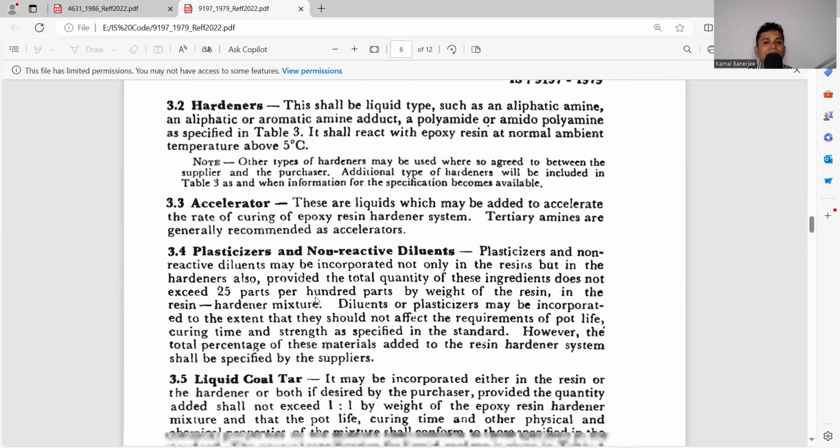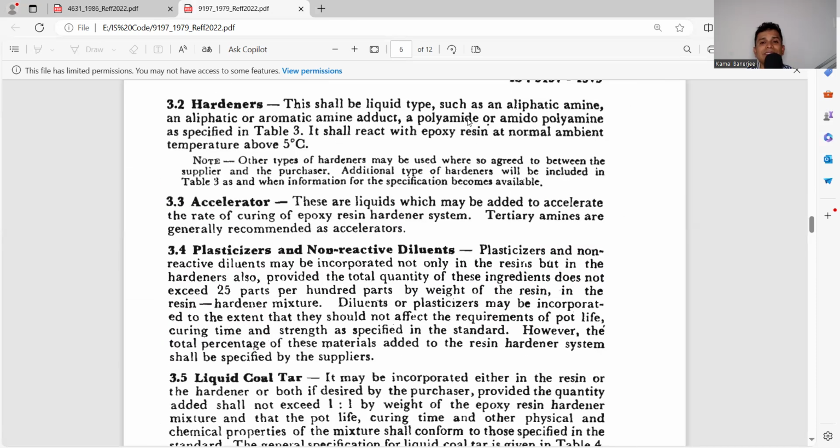The next is hardeners. This shall be liquid type such as an aliphatic amine, or an aliphatic or aromatic amine adduct, a polyamide or amido polyamine, as specified in table 3. It shall react with epoxy resin at normal ambient temperature above 5 degrees centigrade. So the hardener will react with the epoxy above 5 degrees centigrade and form a rigid flooring. Other types of hardeners may be used where so agreed between the supplier and the purchaser.